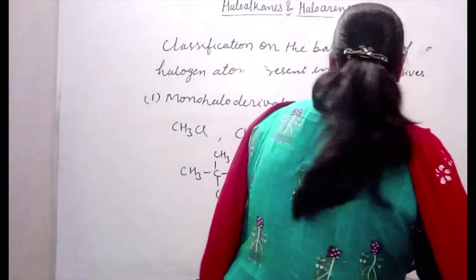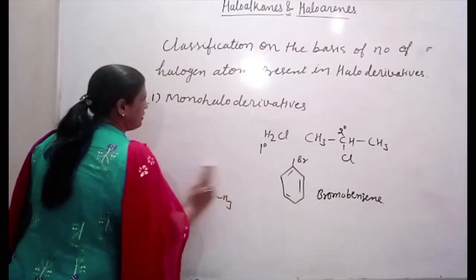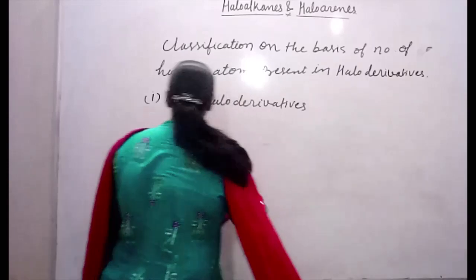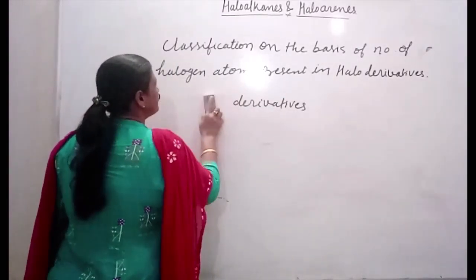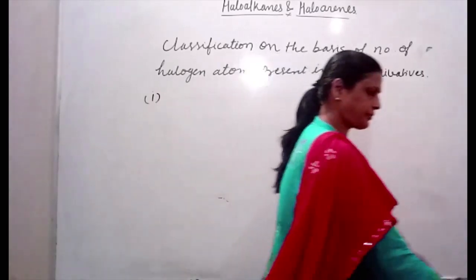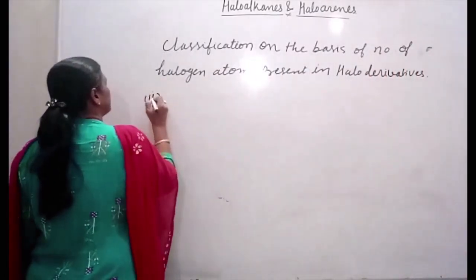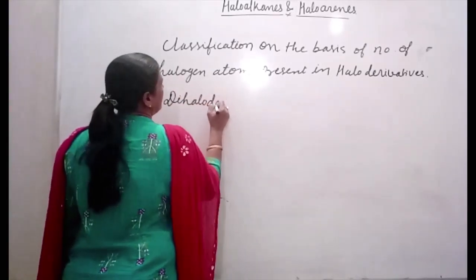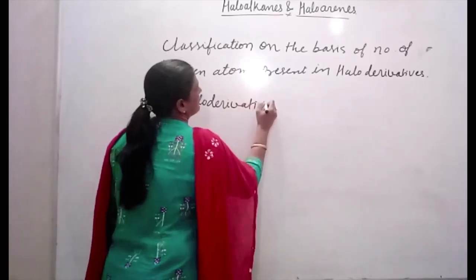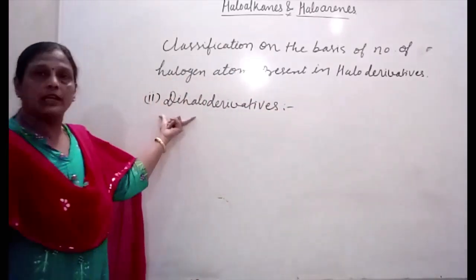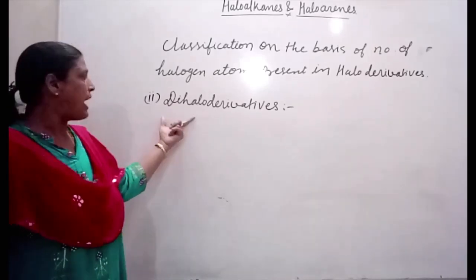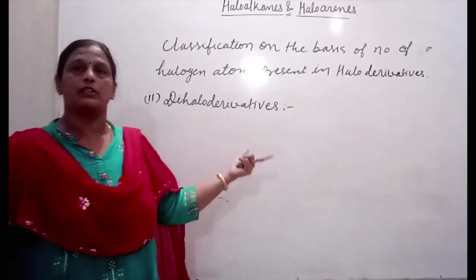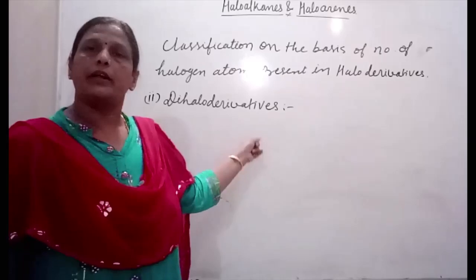Move on to the second type, which is dihalo derivatives. From the name, it is clear: di means 2. It shows that if any halogen derivative contains 2 halogen atoms in the compound, it is known as dihalo derivative.